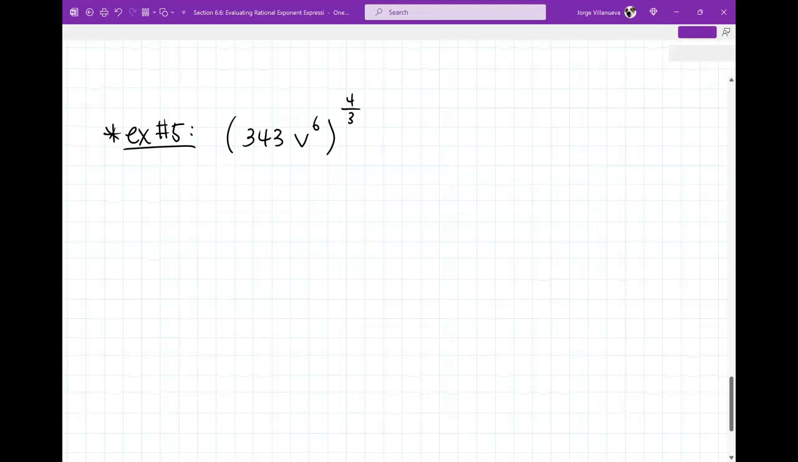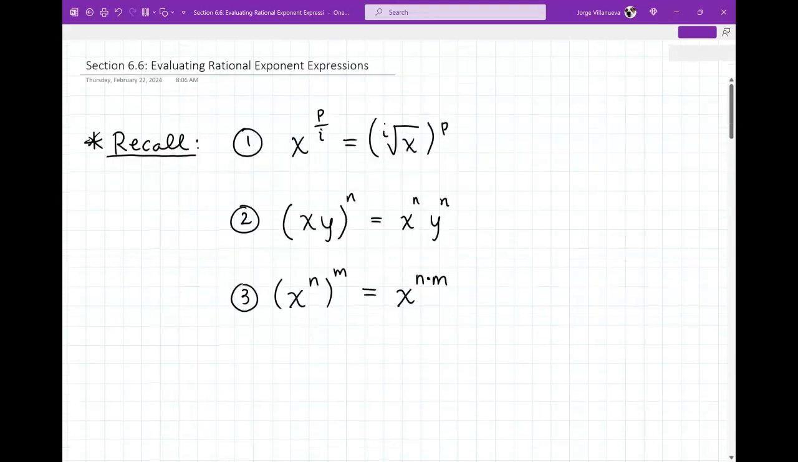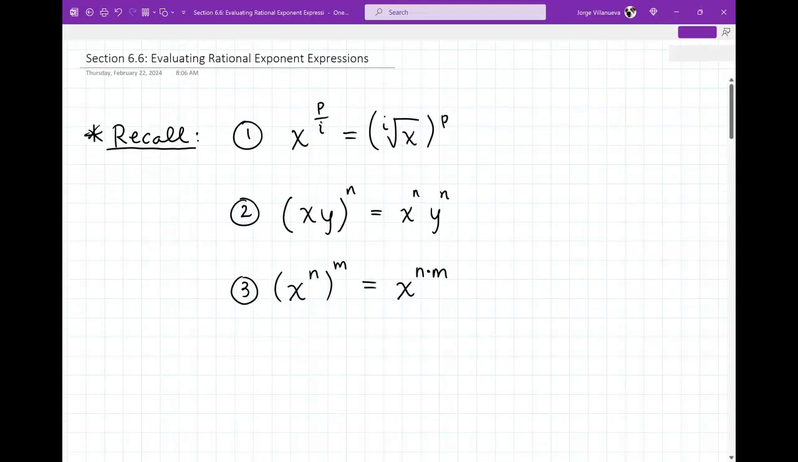All right, now this one you can kind of use your calculator to do some of the work for you. So you see 343 v to the 6th to the 4/3 power. So what I'm going to do is I'm going to take that power, because notice there's two things being multiplied inside. 343 times v to the 6th. So there's two things being multiplied. And then I see a power on the outside. According to the recall number 2, that I think it was number 2, let me go back and check. Yeah, if you have two things multiplying or more, you can have more than two, and there's a power on the outside, you can distribute that power to everything inside. Now, they have to be multiplying, not adding, not subtracting, multiplying.